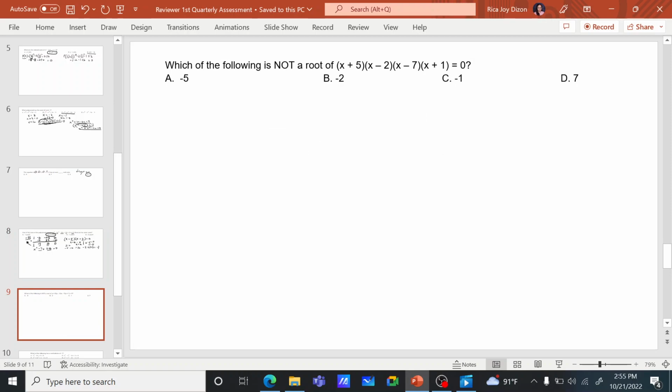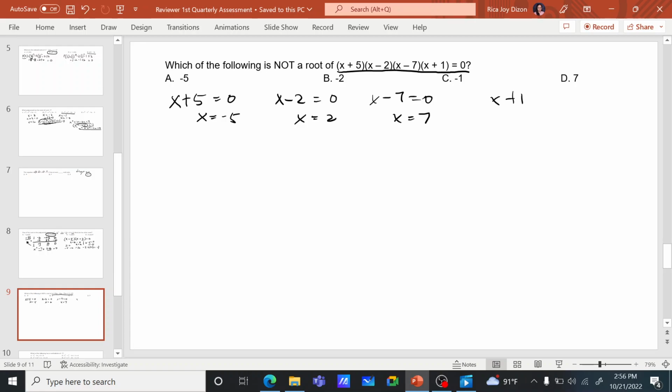Which of the following is not a root of x plus 5 times x minus 2 times x minus 7 times x plus 1 equals 0? As you see in here, the polynomial is already in factored form. We just simply equate each to 0. When we equate x plus 5 to 0, we'll get a value of negative 5. For the second factor, if we equate x minus 2 to 0, we'll get 2 as one of the roots. Equating x minus 7 to 0, we'll get x equals 7. Then equating x plus 1 to 0, we'll get x equals negative 1.